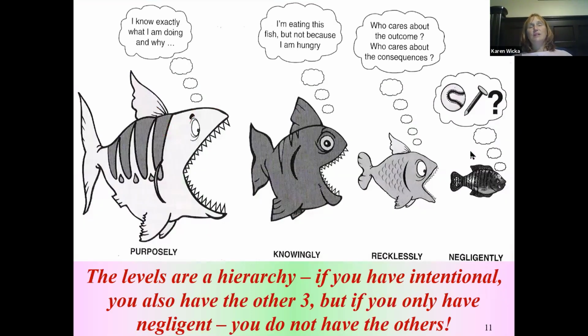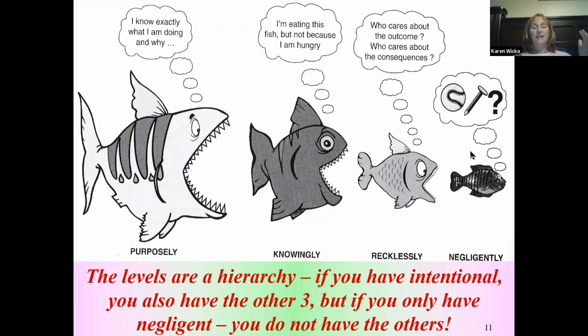Okay. Now, it's really important to think of these as a hierarchy. So intentional or purposeful is the top one. If I can prove intentional or purposeful, then I can charge any crime because it's the top fish, right? It can eat all the other fish. So if I can show they intended the act and they intended the result, there's no higher level of mens rea. So I can charge any crime.